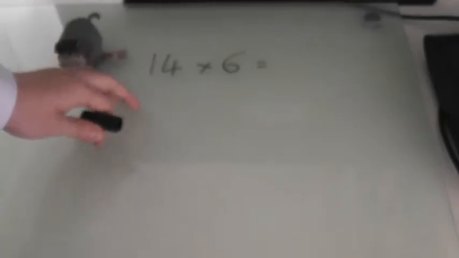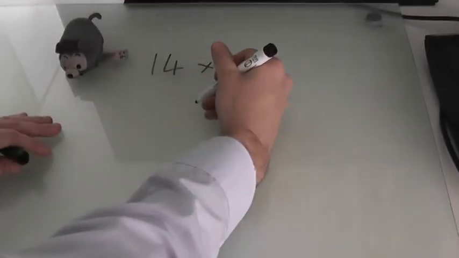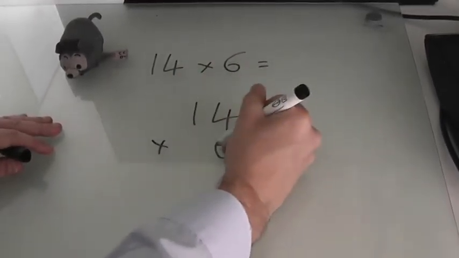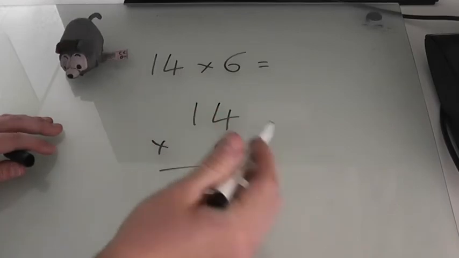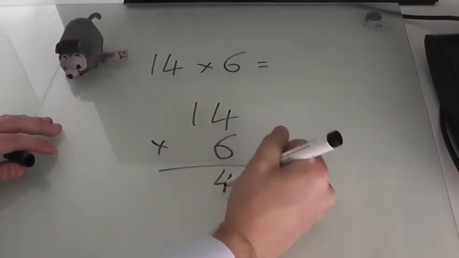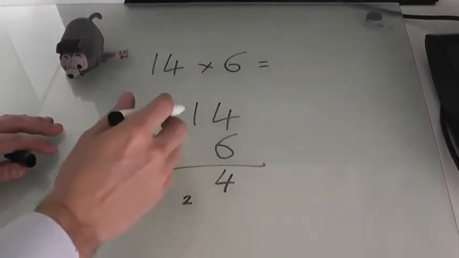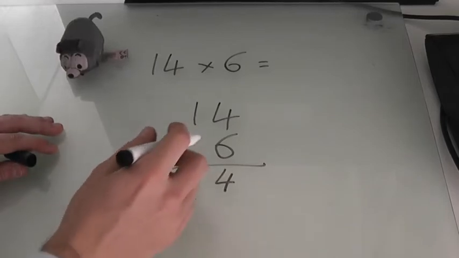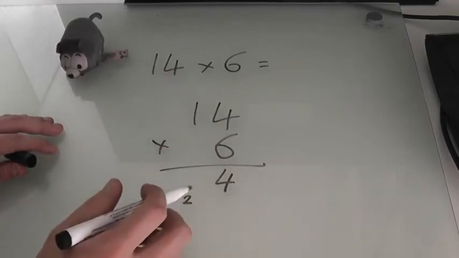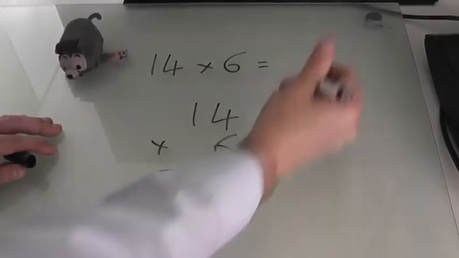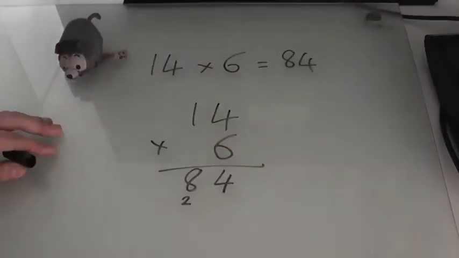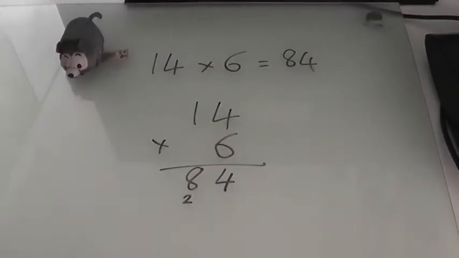Right, let's try another one. We've got 14 times by 6, so write it out, 14 times by 6. 6 times 4 we know is 24. Put our 2 down there. 6 times 1 is 6, because this is a 10, so it's 60. Add 20 is 80, so our answer would be 84. In the next video we're going to go on to some more tricky ones.